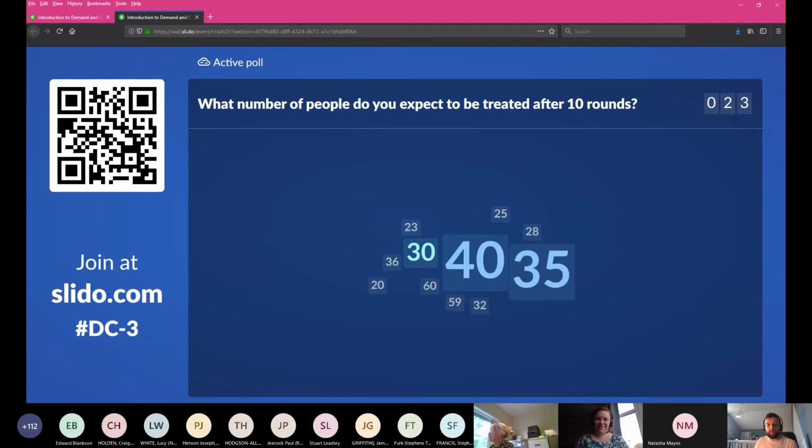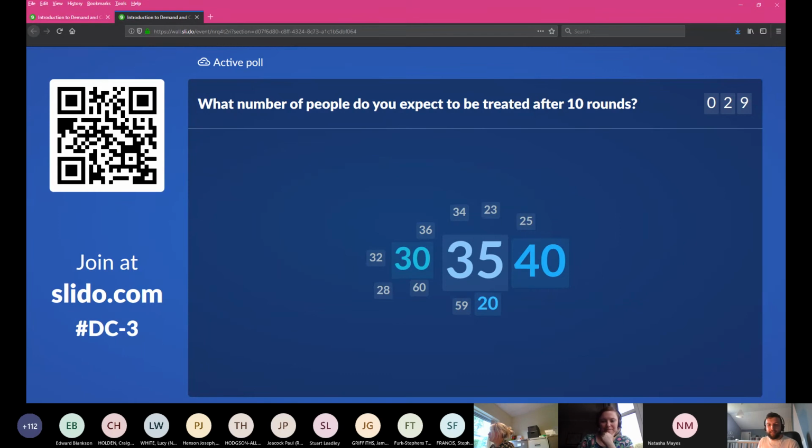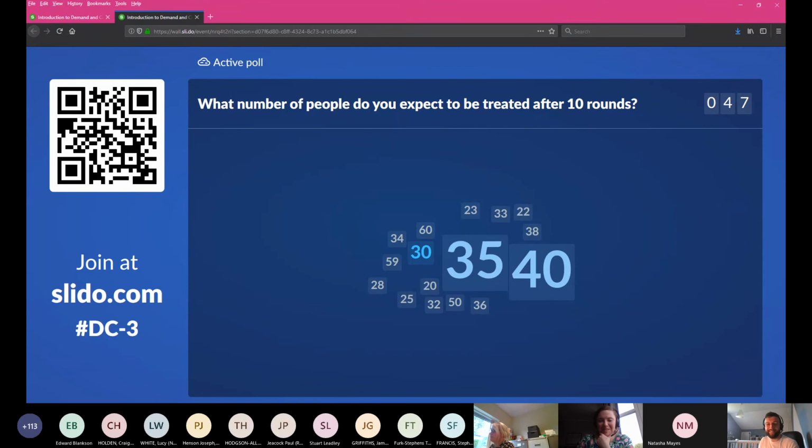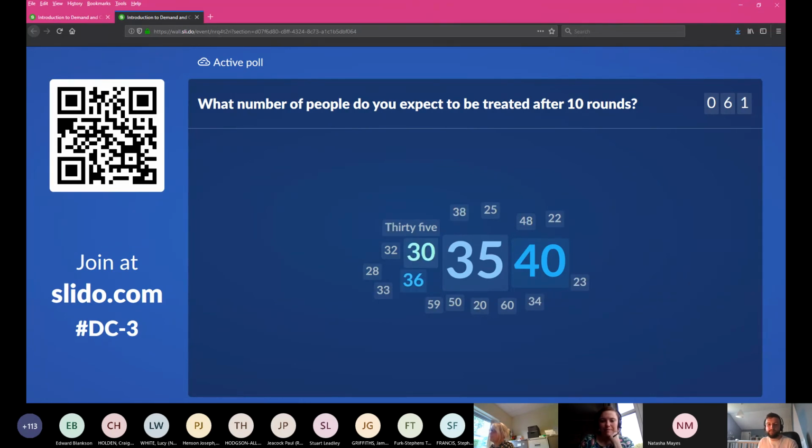Cool, so we can see some of them coming through. 35 popular, 40 popular. Where's our lowest? 23. Not very confident in our healthcare. There's a 60 in there as well. And a 60, very confident in our healthcare system. 35 and 40, both quite popular so far, with 30 as a runner-up. 36. Okay, 5 more seconds for any last guesses.